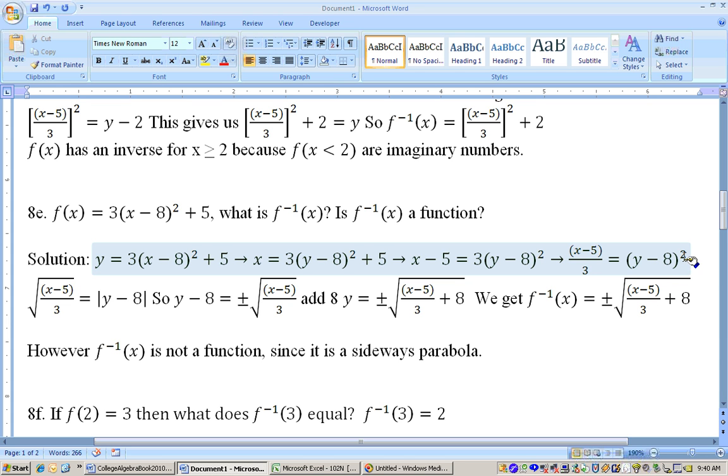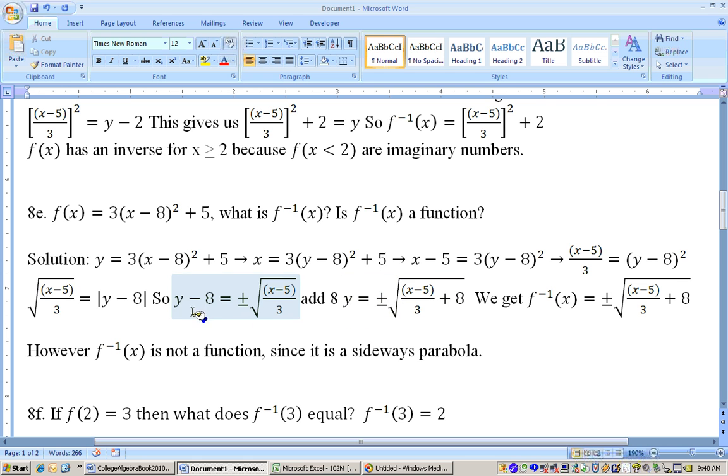Now to get rid of the square, take the square root of both sides. The square root of y minus 8 squared does not really give you what's inside here. It gives you the absolute value of what's inside here. So I get the absolute value of y minus 8 equals the square root of x minus 5 over 3. Now, an absolute value equation gives you two equations, the plus or minus. So I get y minus 8 equals plus or minus the square root of x minus 5 over 3.